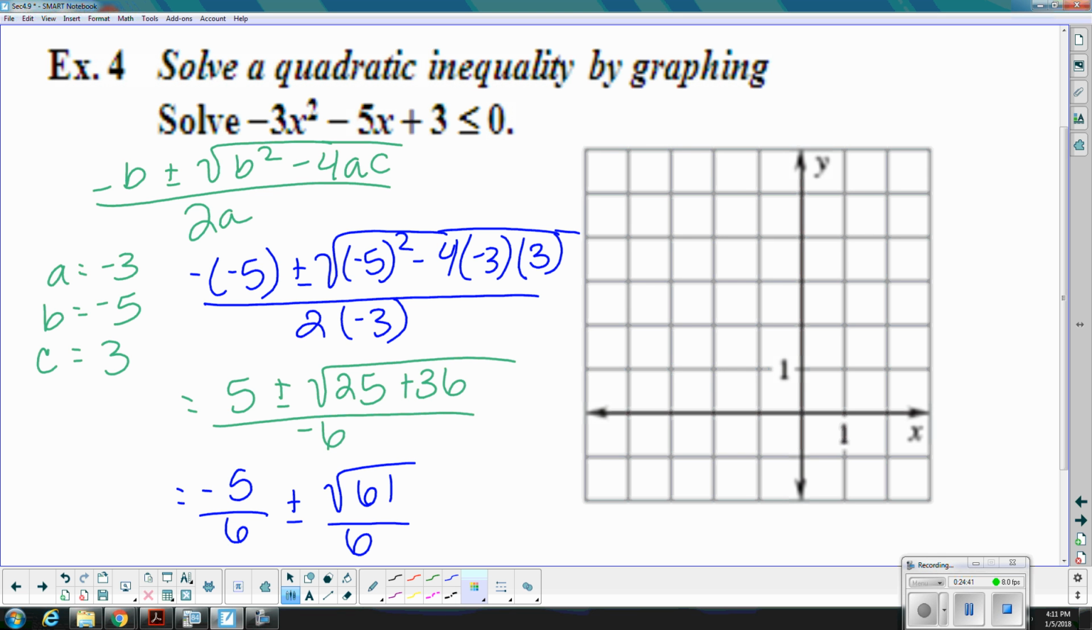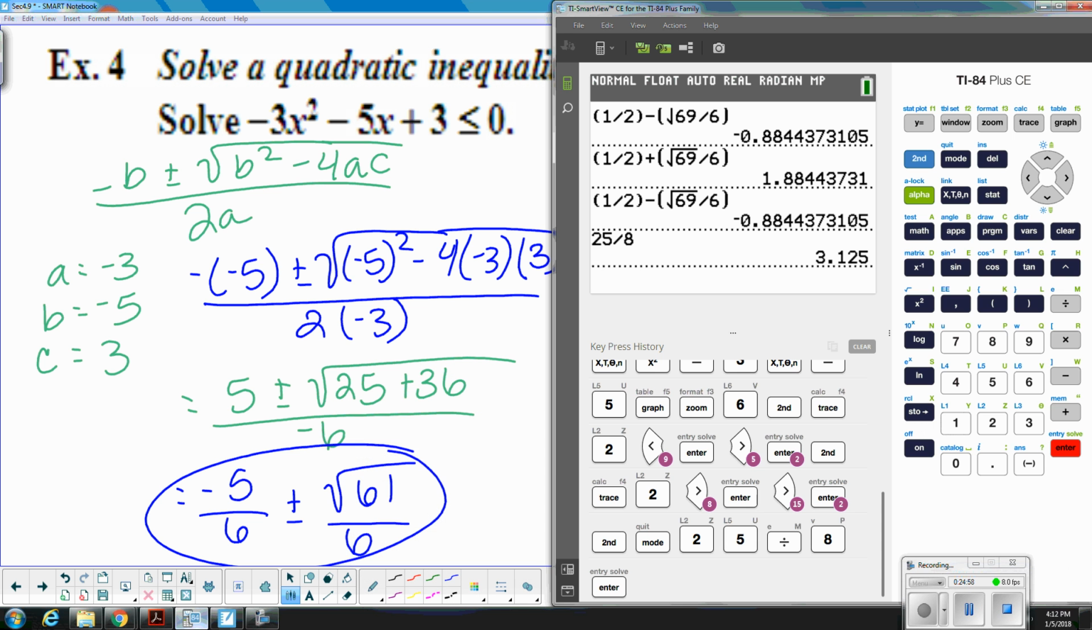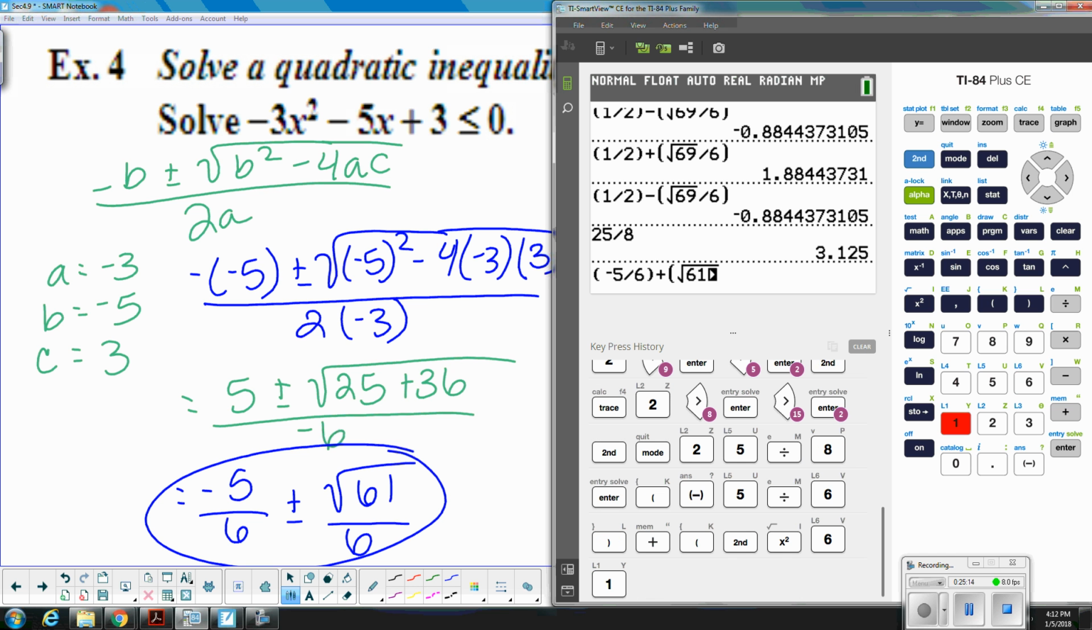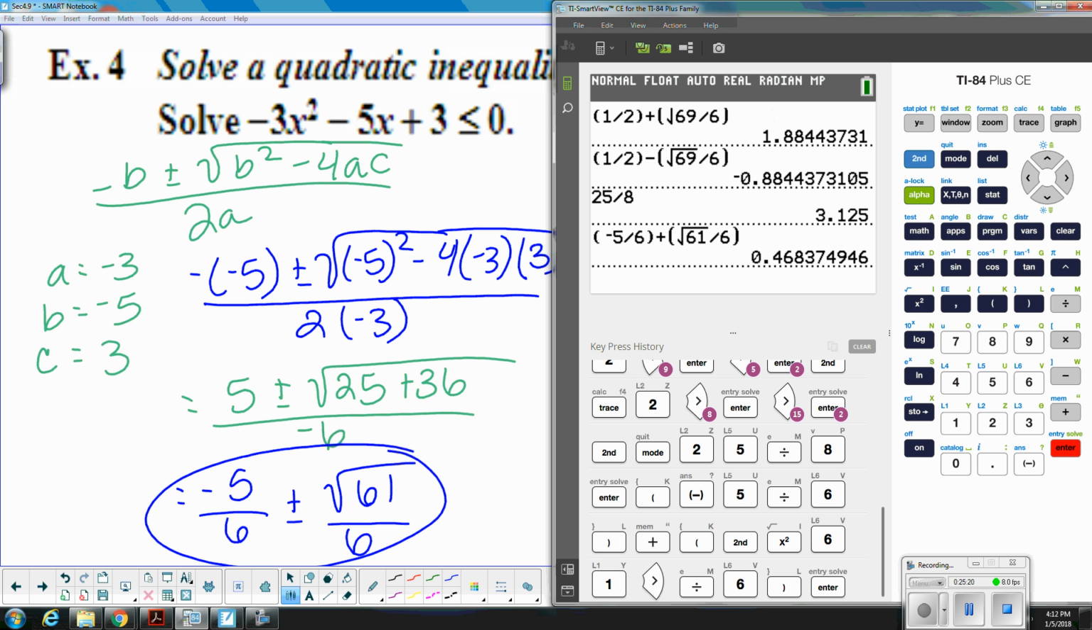And now we're going to think about what this graph looks like. So we know it's a quadratic, so we're going to graph a parabola. And we know that it's going to go down. So we don't have to completely graph the whole thing. We want to plot this point, and it's going to help us figure out what that actually is. So in your calculator, go ahead and -5/6, either plus the square root of 61/6 or minus the square root.